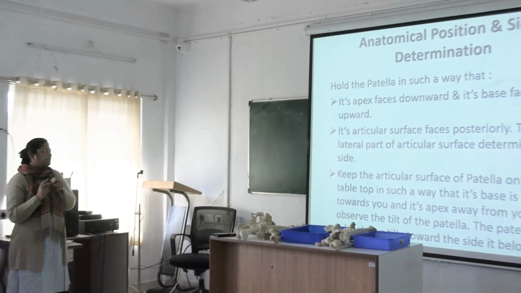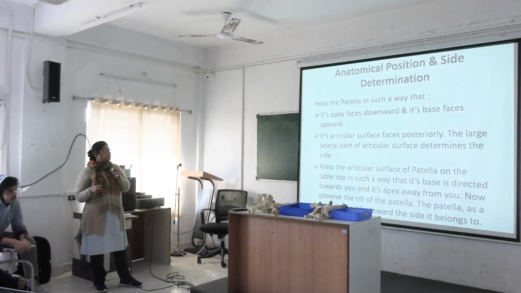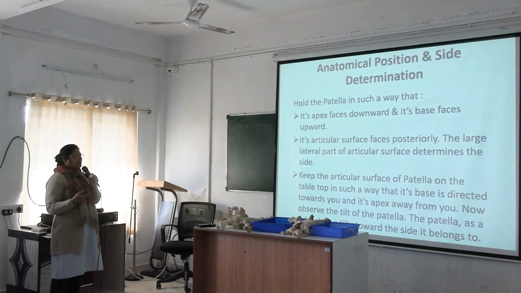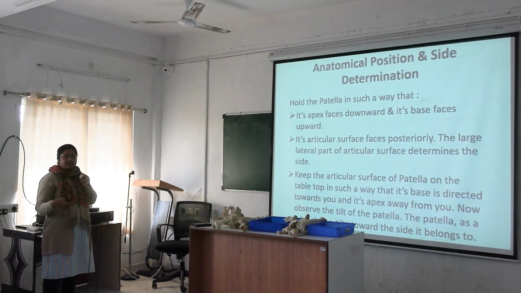Its articular surface faces posteriorly. This flat, smooth surface, articular surface placed posteriorly, rough surface is anterior, rough convex surface, and large lateral part of articular surface determines the side. Okay. There is a ridge which divides the smooth articular surface into two parts, large lateral part and small medial part. Okay, so place the large part laterally and keep the articular surface of patella on the tabletop in such a way the base is directed towards you and apex is away from you. Now observe the tilt of the patella, and patella as a rule tilts towards the side it belongs.